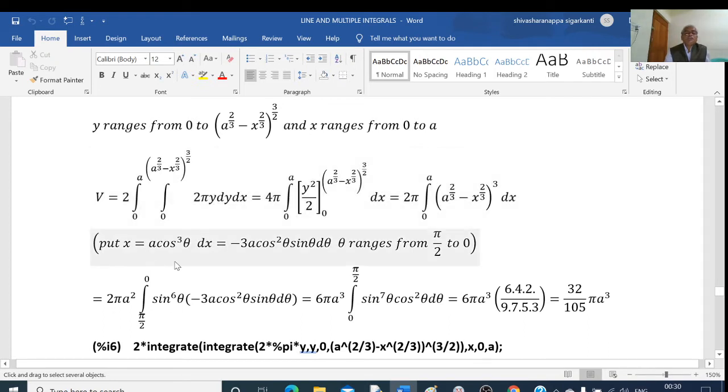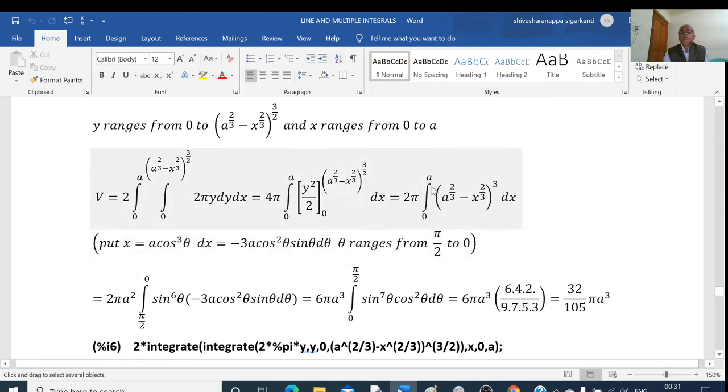For this, I will take the substitution, put x equal to a cos cube theta. Differentiating, I get dx equal to 3a cos square theta into the derivative of cos theta, minus sin theta d theta. And here x ranges from 0 to a. When x equal to 0, I am getting cos cube theta equal to 0, or cos theta equal to 0, or theta is equal to pi by 2.